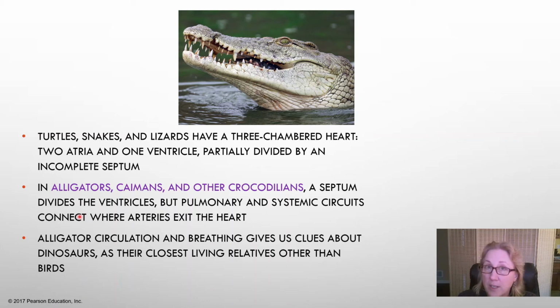So that leaves the question then, what did dinosaurs have? Were all the dinosaurs more like birds, with a completely separated pulmonary and systemic circulation? Or were dinosaurs more like crocodilians, where they have a 4-chambered heart, but there was still some mixing between the oxygenated and the deoxygenated blood? We may never know, because hearts are soft tissue that doesn't really fossilize.